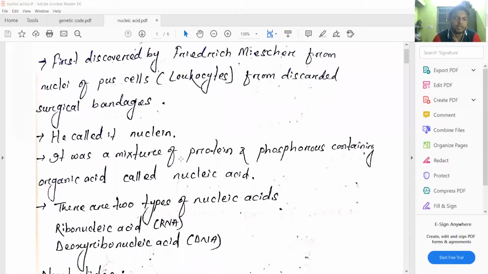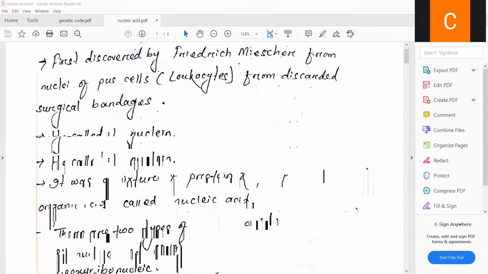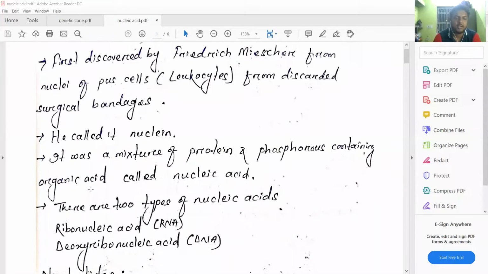Now it is called nucleic acid, but previously it was called nuclein. So that was a mixture of protein and phosphorus containing organic acid. Organic acid here means inorganic phosphate or phosphate ion, you can say. Nucleic acid consists of protein and phosphorus containing organic acid, that is Pi, and combined they form nucleic acid.